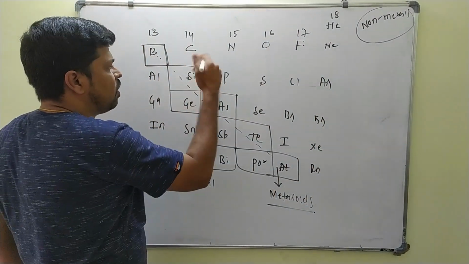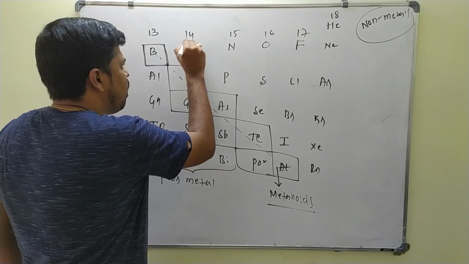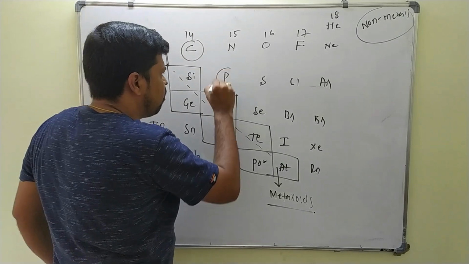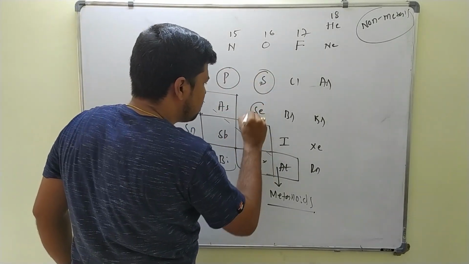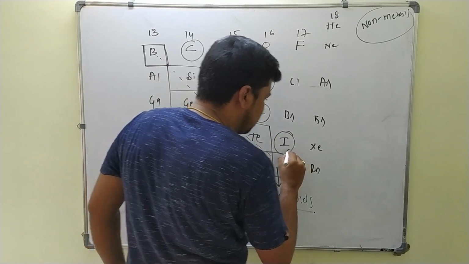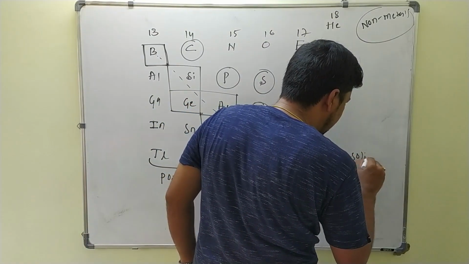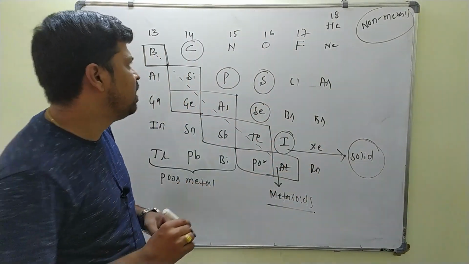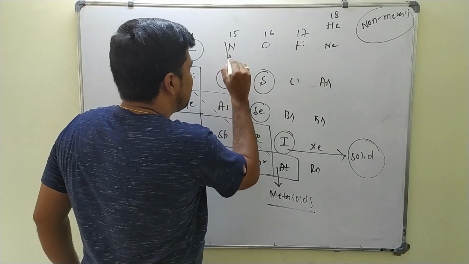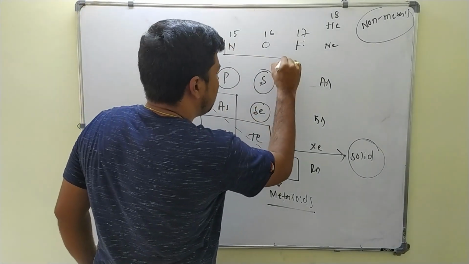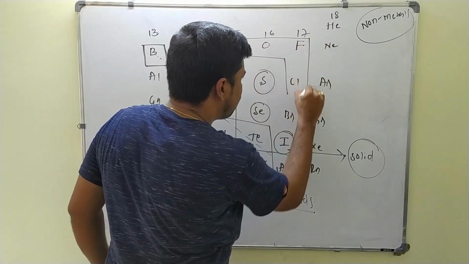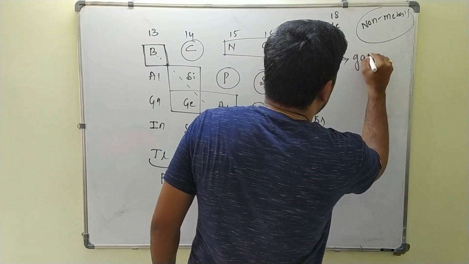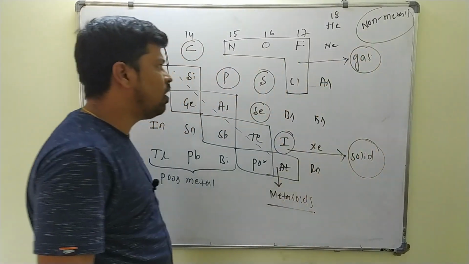Now we will see the physical states of some non-metals. I will mark with a circle: carbon, phosphorus, sulfur, selenium and iodine. All these non-metals are available in the solid form. The physical state of these elements is what? They are available in the solid form. Next, you can see here, I will mark an L shape like this: nitrogen, oxygen, fluorine and chlorine. These non-metals are present in the gaseous form. These all are what? Gases.